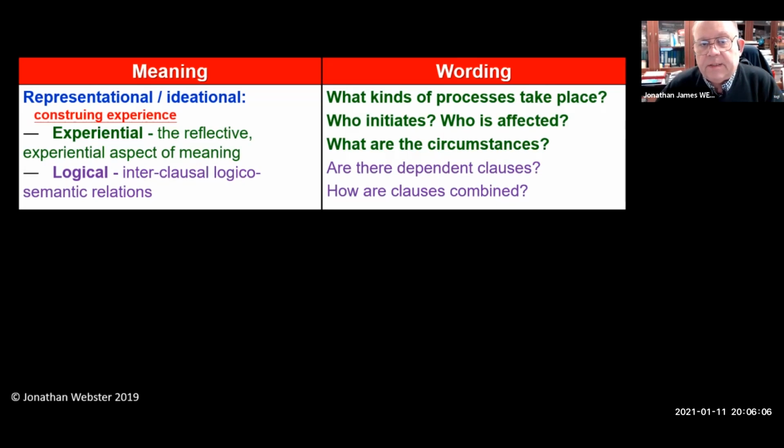You would ask questions like this. What kind of processes are taking place? It means that the verbs that we use are different kinds of verbs. What kinds are there? Well, we'll come to that in a moment. Who initiates those processes? Who's the doer? Who's affected by that process? What are the circumstances of that process? Now, it sounds so simple, yet we're going to see that it is significant. It is important in terms of how we make meaning.